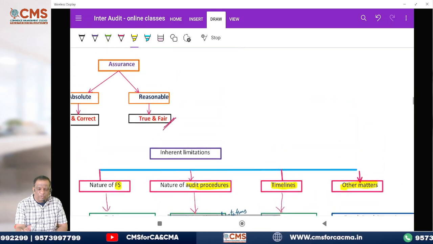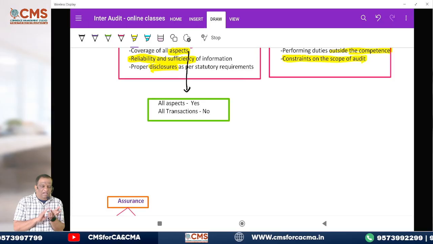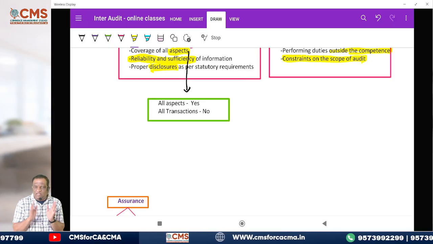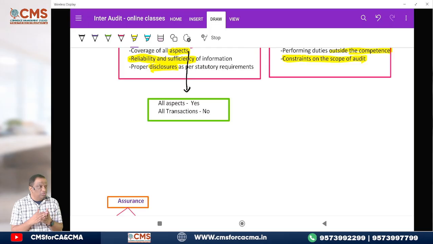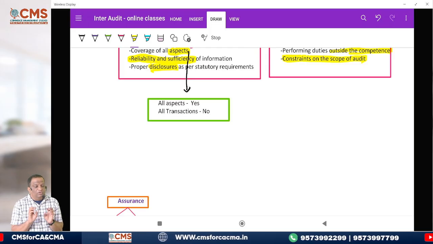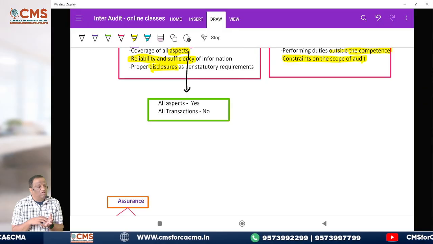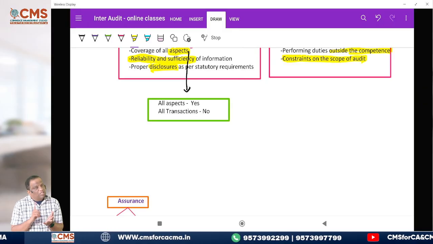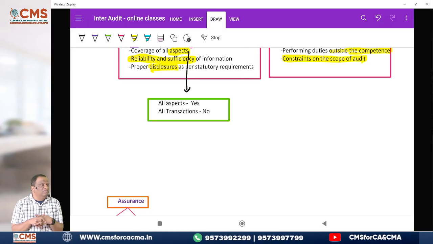Now, I will close this. Now you tell me, with the change in size and the nature of it, what will change, what will not change? Procedures will change. Objectives will not change. Now, I am asking only exam-oriented questions. Will the auditor cover all aspects or will he cover all transactions? All aspects are covered, but not all transactions. And that is why we have this sampling technique.